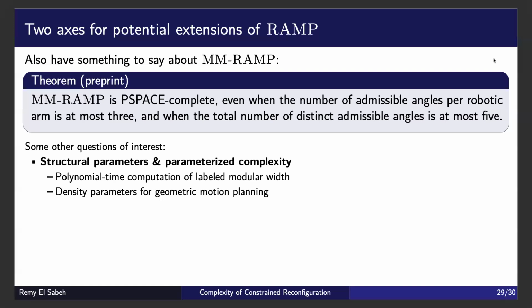So to summarize, beyond the discussion between SMRAMP and MMRAMP, one thing we want to look at is a more fine-grained perspective of SMRAMP or MMRAMP, and that's mostly dealing with some interesting parameters. We've already seen one of these, labeled modular width. Unfortunately, we know nothing about labeled modular width except its definition, because that's something we introduced ourselves. So the hope is to see whether we can say something about computing it, knowing that regular modular width can be computed in polytime.